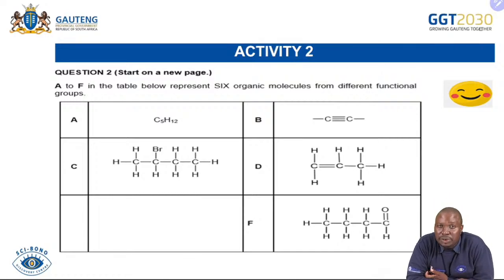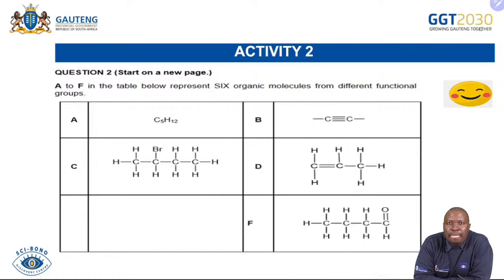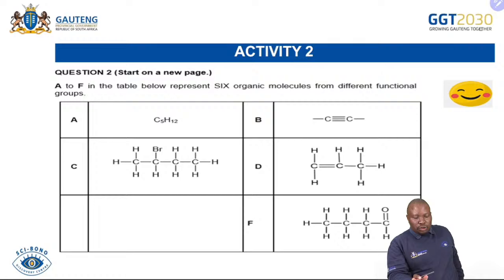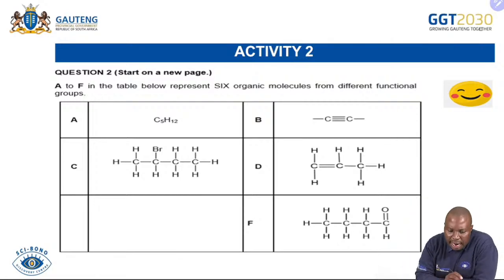But if you find a question in this format, what you have to do, the first thing which is very much important, you see it says question 2, start on a new page. It's a simple instruction, just start on a new page. And it's saying A to F in the table below represent 6 organic molecules. So you know all of them are organic molecules from different functional groups. So they are telling you that they have different functional groups.